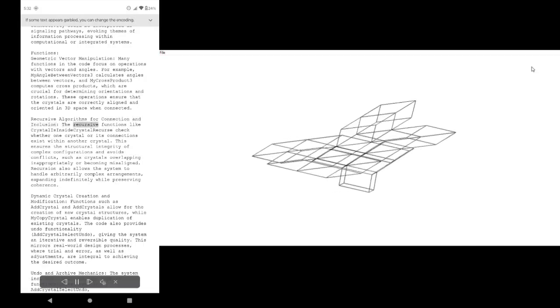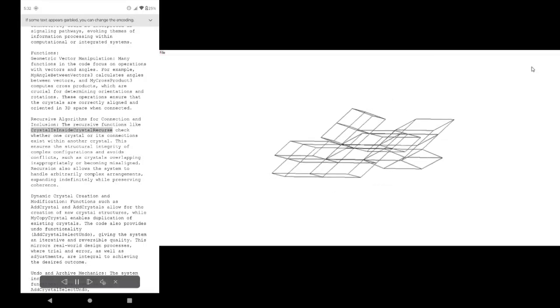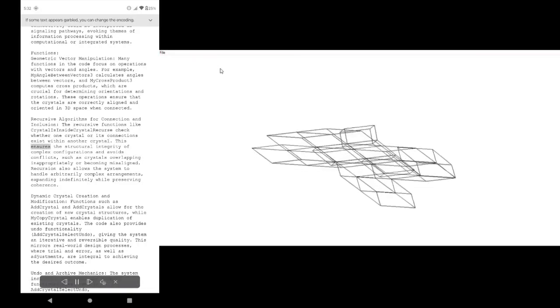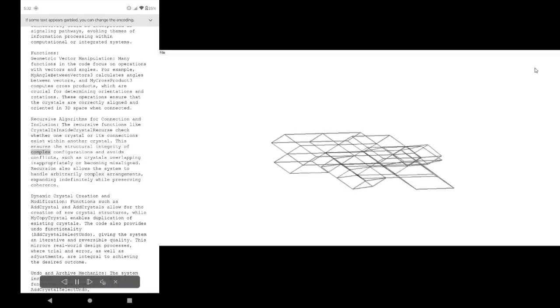Recursive algorithms for connection and inclusion. The recursive functions like crystalIsInsideCrystalRecurse check whether one crystal or its connections exist within another crystal. This ensures the structural integrity of complex configurations and avoids conflicts, such as crystals overlapping inappropriately or becoming misaligned. Recursion also allows the system to handle arbitrarily complex arrangements, expanding indefinitely while preserving coherence.